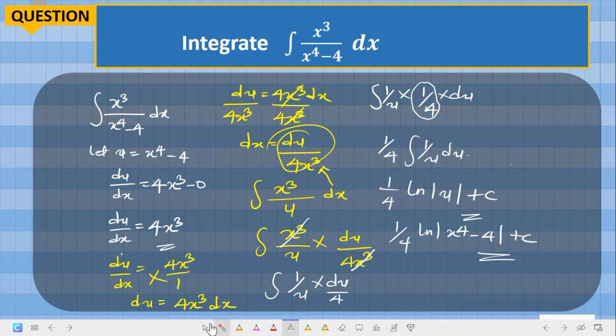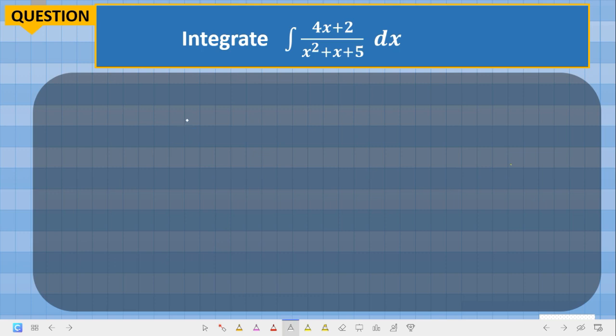Okay, let's look at another question. Another question says integrate this. Okay, integrate this. Now, if you integrate this, let's bring it out. This is 4s plus 2 all over s squared plus s plus 5, and then you have ds. Now, first of all, we have to make a u substitution. Okay, so we say u is everything in the denominator, which is what? s squared plus s plus 5.